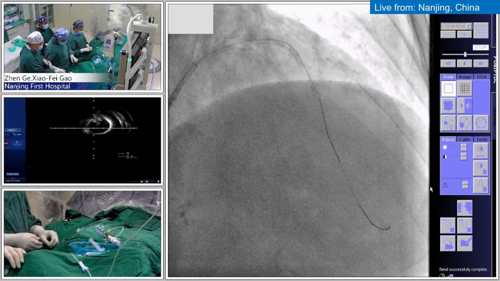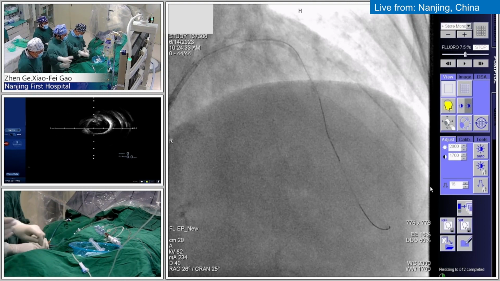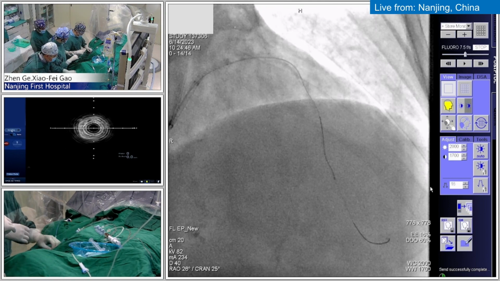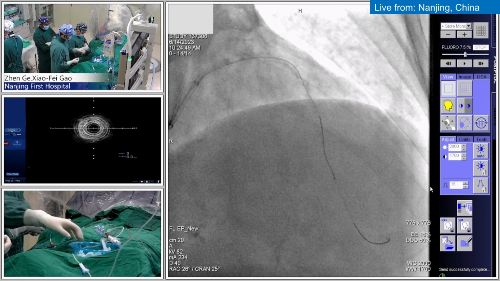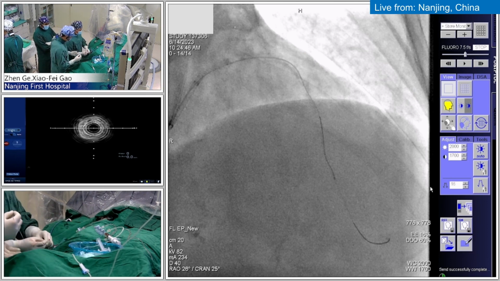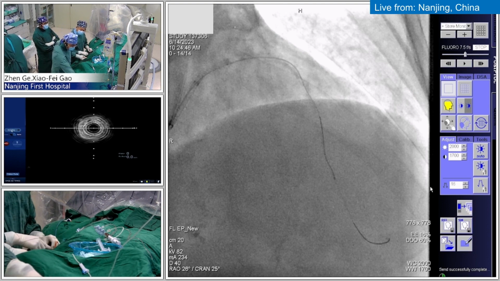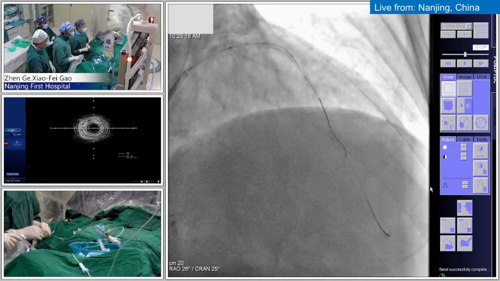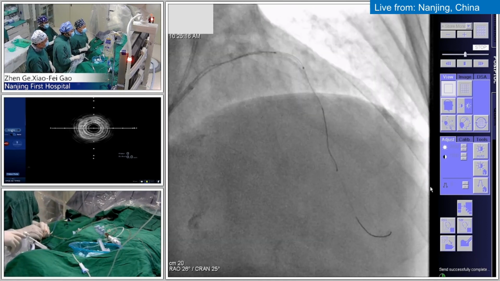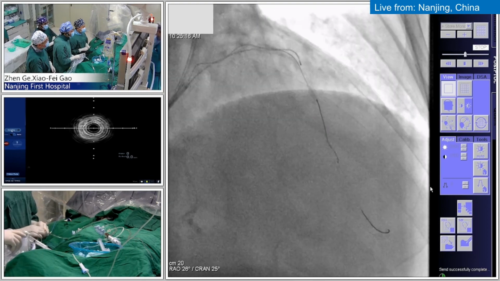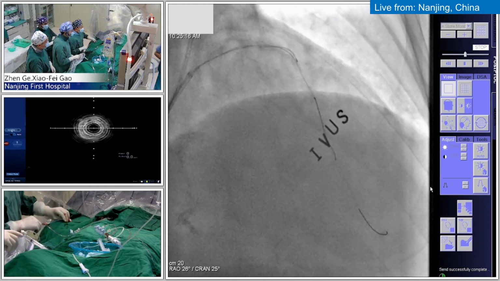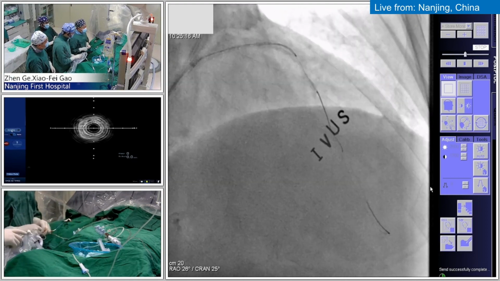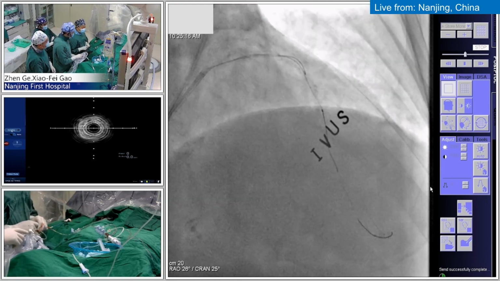Okay, I want to try the IVUS catheter again. And this is a 7 French system you're using? Yeah, the same French. Which IVUS system is this? This is Boston Scientific. It's easier than before, goes there a little bit. Trying to engage, the problem is all the tortuosity.